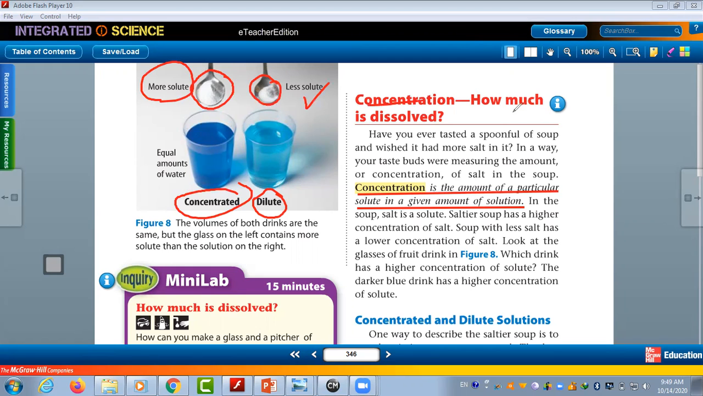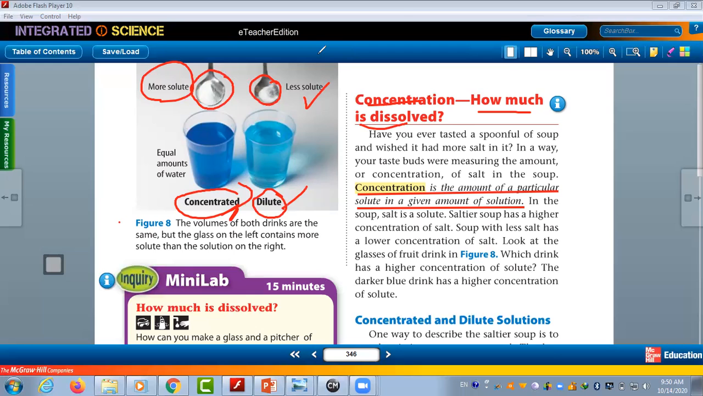So concentration, we can say, is how much is dissolved, the amount of solute in a given volume or amount of solution. But can we use the terms dilute and concentrated? Are these two words enough to describe the concentration of a solution? If I say this one is diluted, this one is more concentrated, is this description enough, Shabab?